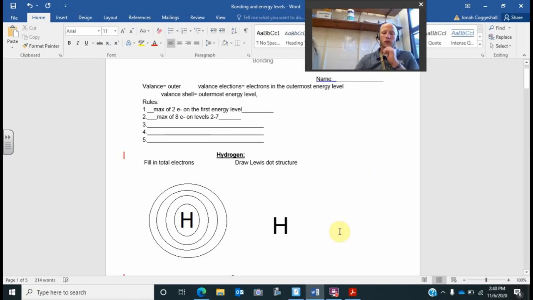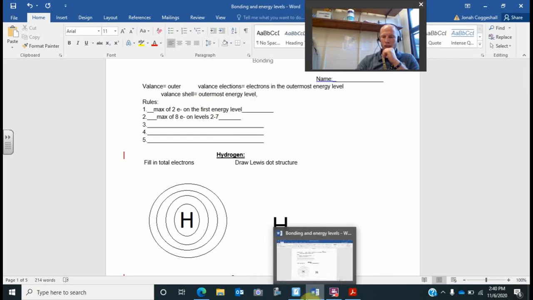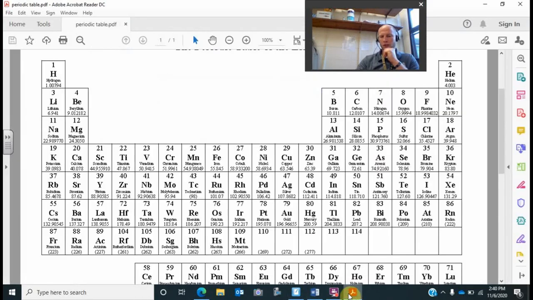You may want to know why there are 7 energy levels. That's because if we look at our periodic table, I have 1, 2, 3, 4, 5, 6, 7 periods, and all the elements on the first period have 1 energy level, then 2 energy levels. All of these have 3, 4, 5, and so on. We've talked about this.